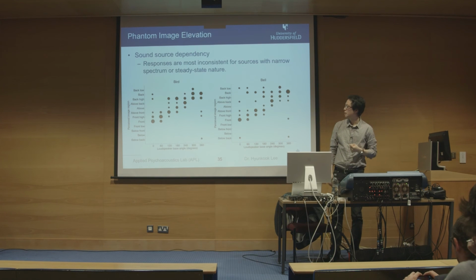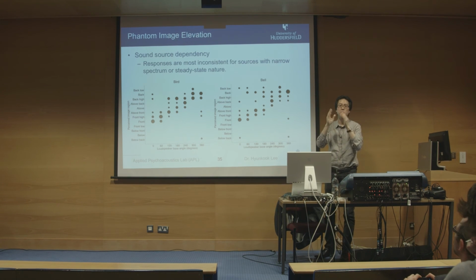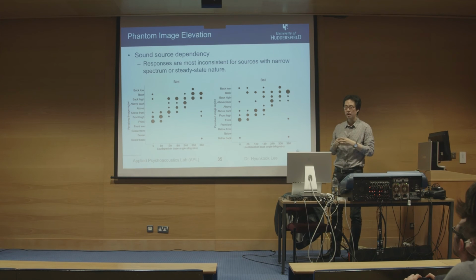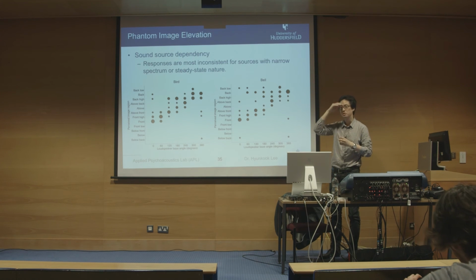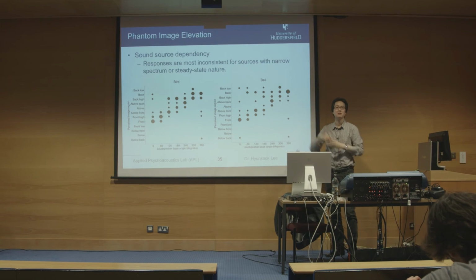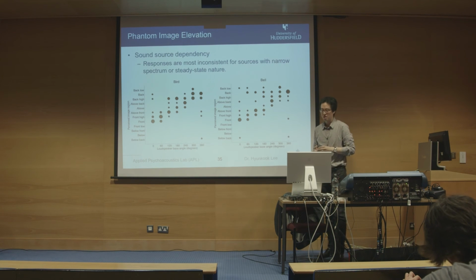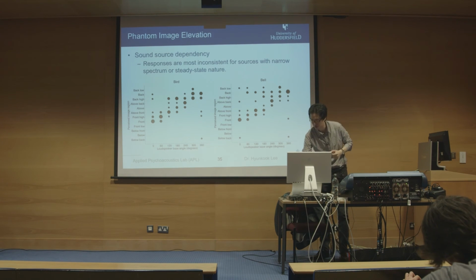Bird and bell are interesting, because bird has a really narrow spectrum. It's just around 2K and some harmonics. In that case, it's very difficult to have consistent elevation perception amongst different listeners. Bell has a steady state, more like a pure tone kind of sound. And research suggests that pure tone or steady state sound is difficult to localize anyway.